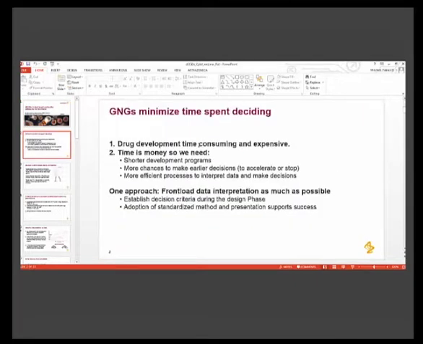I guess the first thing I wanted to ground people in is something we all really know, and that is that drug development is extremely time-consuming and really expensive. So what we need to do is to try and find ways to make programs shorter. And in making them shorter, you want to look for more chances for earlier decisions and more efficient processes to help you interpret data that you get from your experiments.